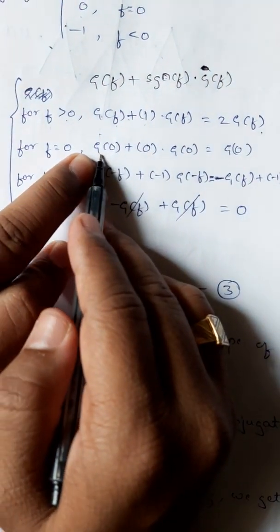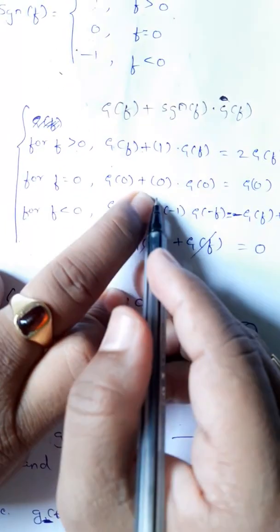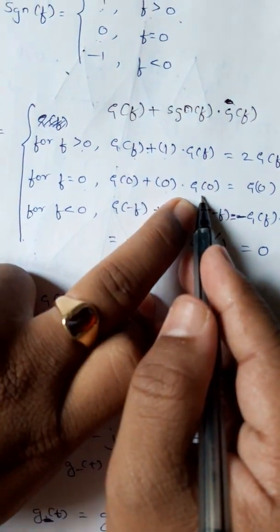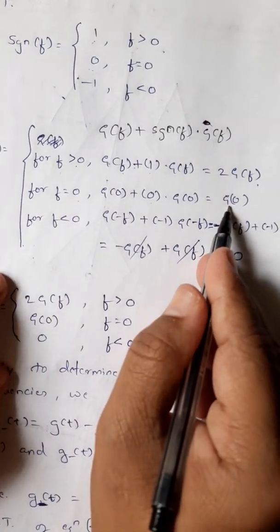So if I substitute, it will be g of 0 plus, what is the signum of f for f equal to 0? It is 0. So it is 0 into again g of 0. 0 into g of 0 is 0, plus g of 0 is g of 0.